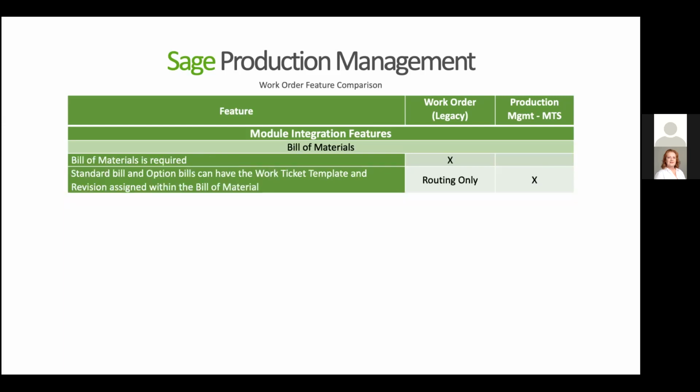Then the bill of materials. A bill of materials is not required. So you can make a ticket on its own and add your steps and your materials if you want. You can also create a ticket based off a bill, no problem. And again, bill options and all that stuff, not a problem with production management. The standard and bill options can have the work ticket template and revision assigned within the bill of material. It's for routing purposes only with work order, but we give you everything with production management. So go ahead and assign the work ticket template and revision to the bill of material.